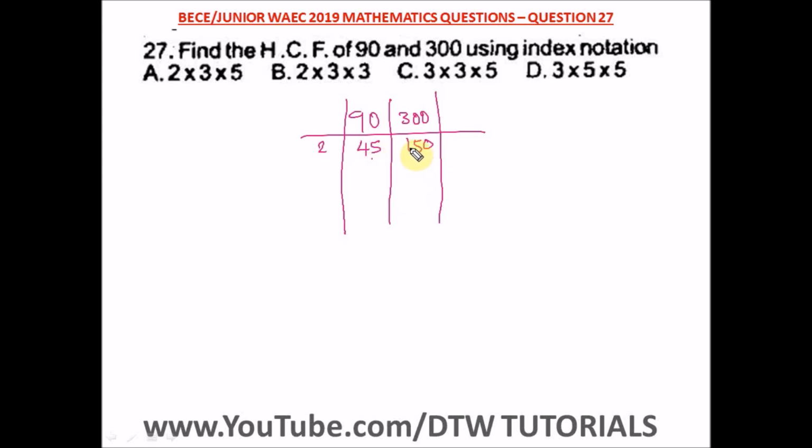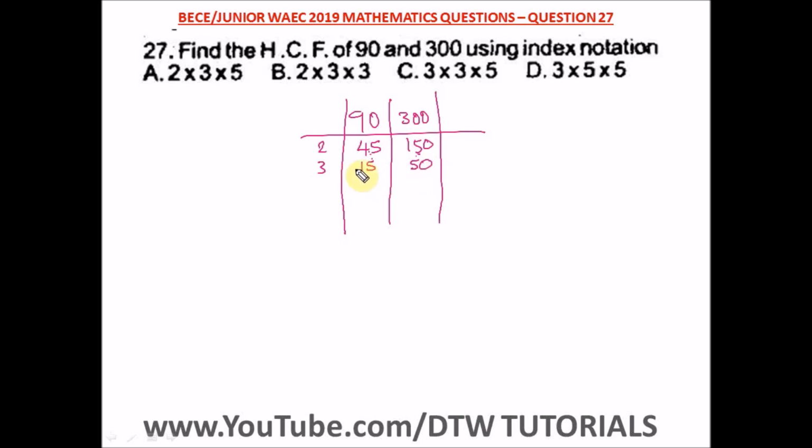Okay, in LCM, whatever factor you put here can go in this first one and not go in this. But for HCF, whatever factor you're using must go in 45 and also go in 150. Okay, so the next smallest factor we can use here is 3. So 3 in 45 will go how many times? 15 times. 3 in 150 will go how many times? 50 times. That is 3 in 15 is what? 5. Then drop our 0.